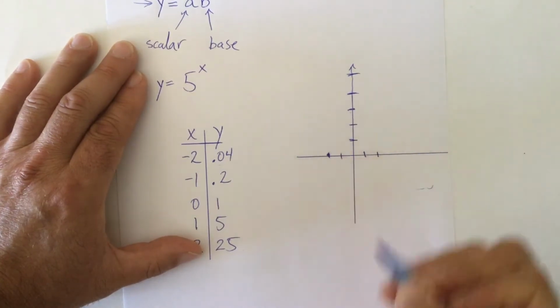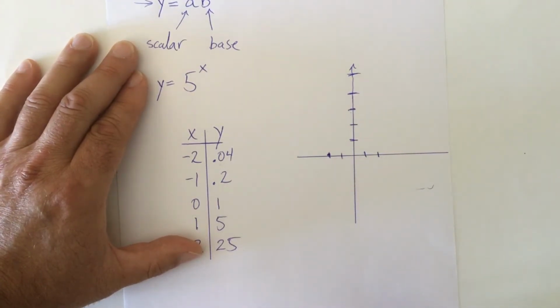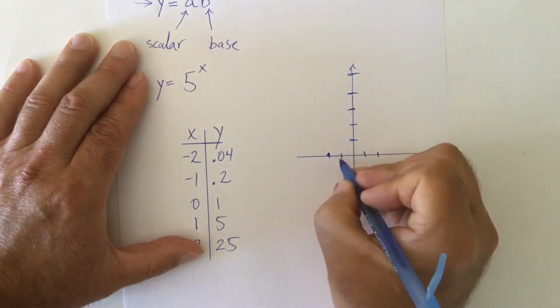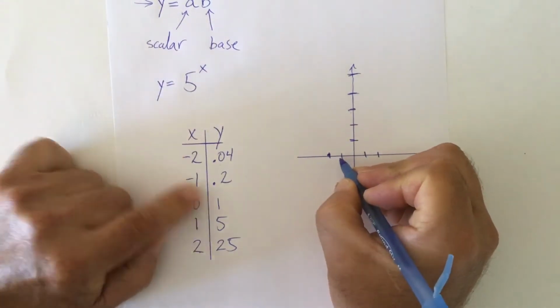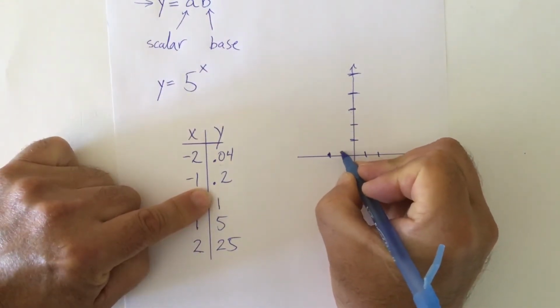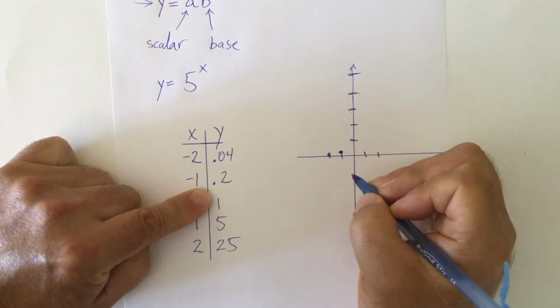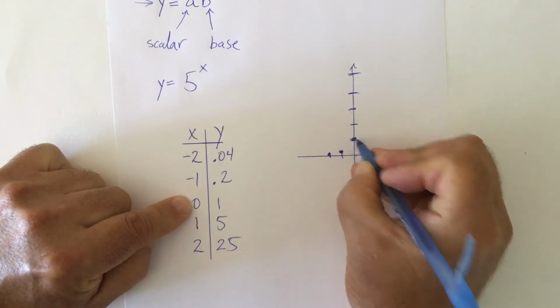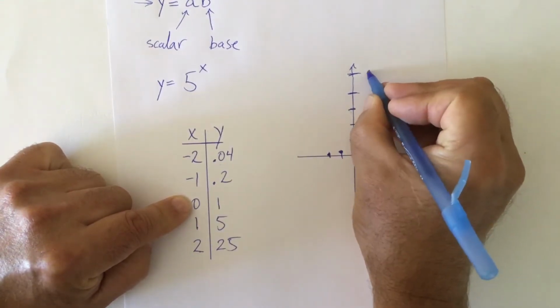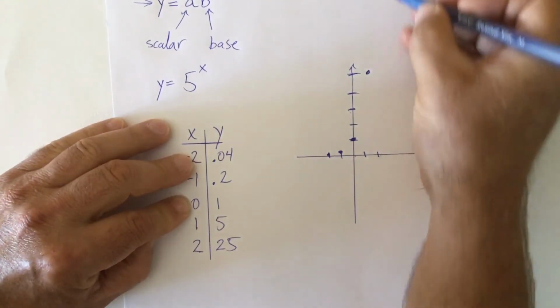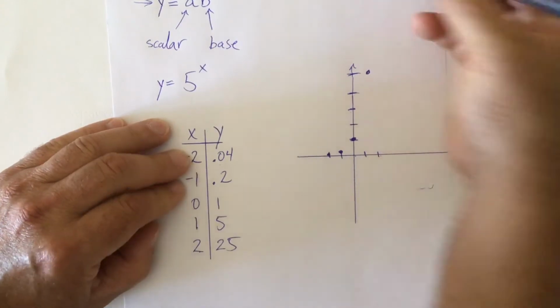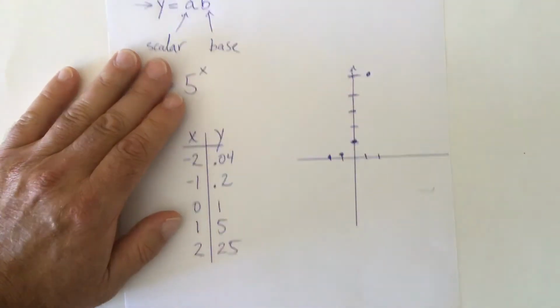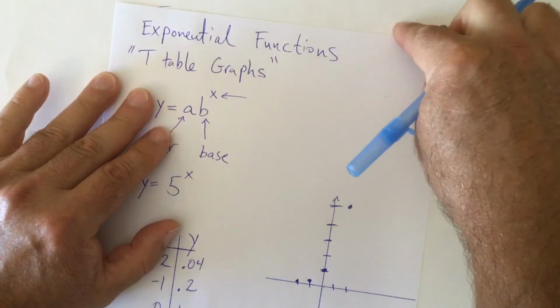0.04 would be hugging that line. It would be right on the line. And if I plugged in -1 and I got out 0.2, that would be real close to the line too, a little bit farther off. If I plug in 0, I get out 1. I plug in 1, I get out 5. Now, I plug in 2, I'm already at 25, which is way off the charts. Look, 25 would be way up here off the page.